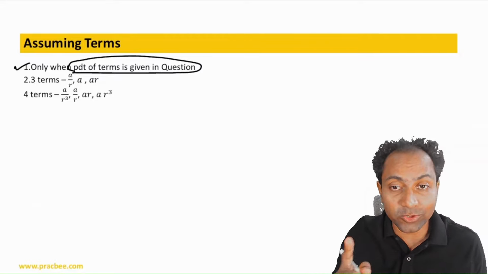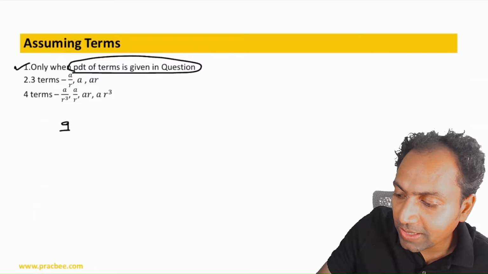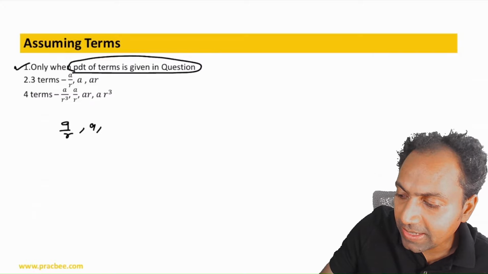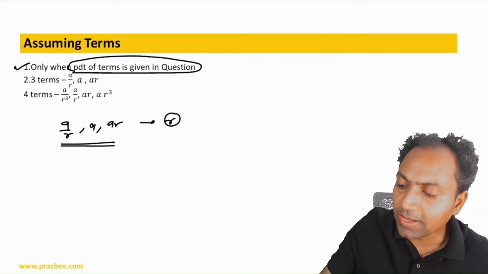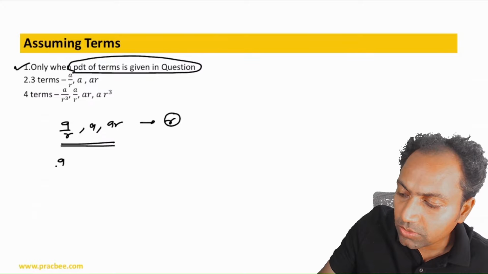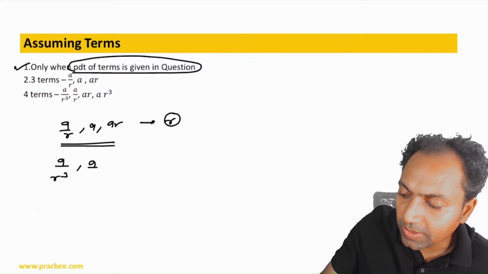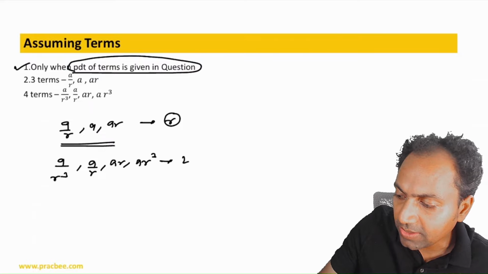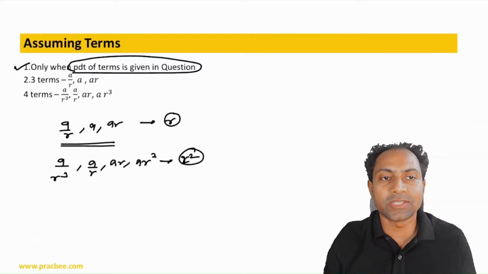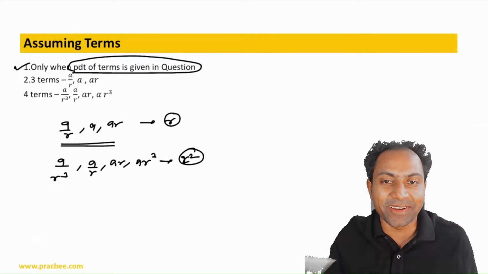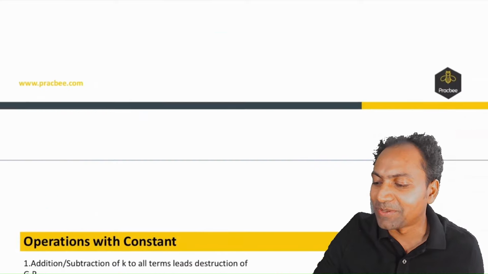Now if you want to assume three terms, you can assume them as A by R, A and AR. So these are three terms. You can see here the common ratio is nothing but R. For four terms, you will take A by R cube, A by R, AR and AR cube. So you again see here that now the common ratio is nothing but R square. So these are two, and in fact three, very important ideas that you are going to use in solving problems.